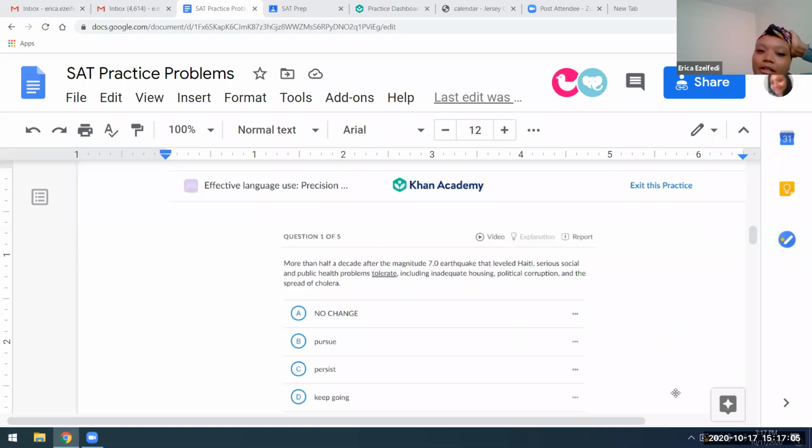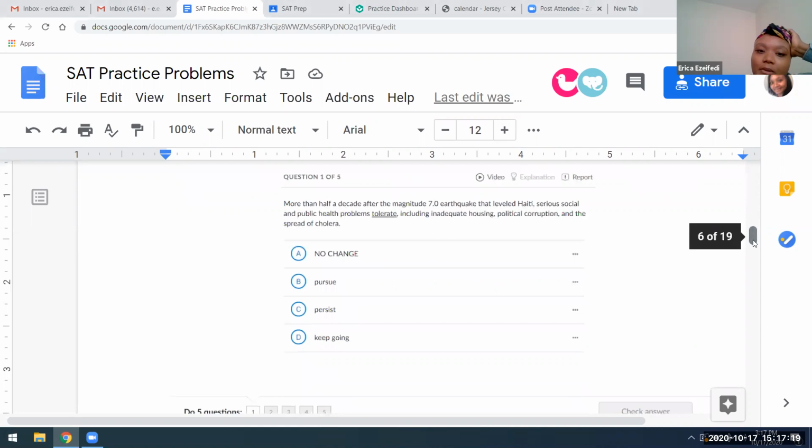So the answer is, more than half a decade after the magnitude 7 earthquake that leveled Haiti, serious social and public health problems persist, including inadequate housing, political corruption, and the spread of cholera. We know it's C because the beginning of the sentence, when it says more than half a decade after something, is giving you the idea that some time has passed. It's implying that it's been a while, but these problems are still occurring.